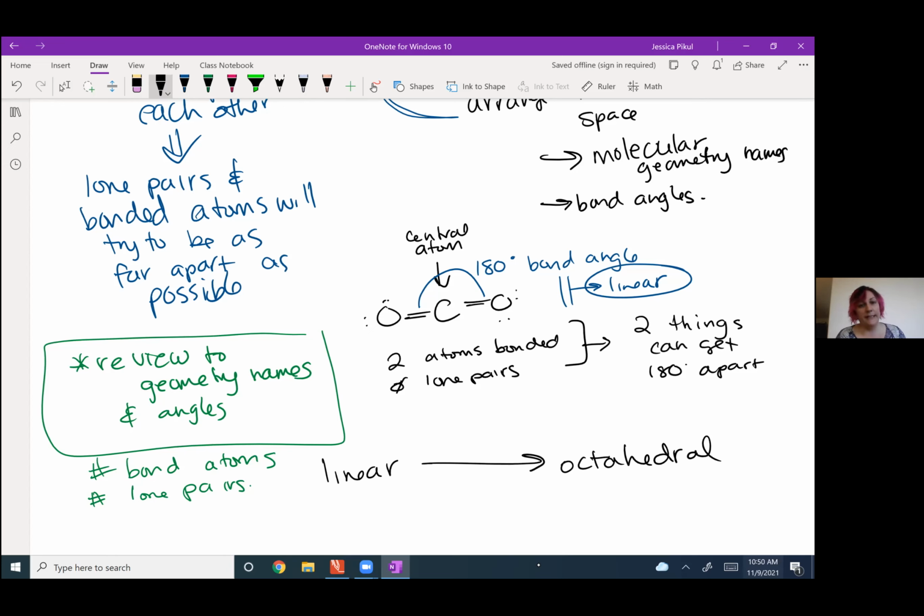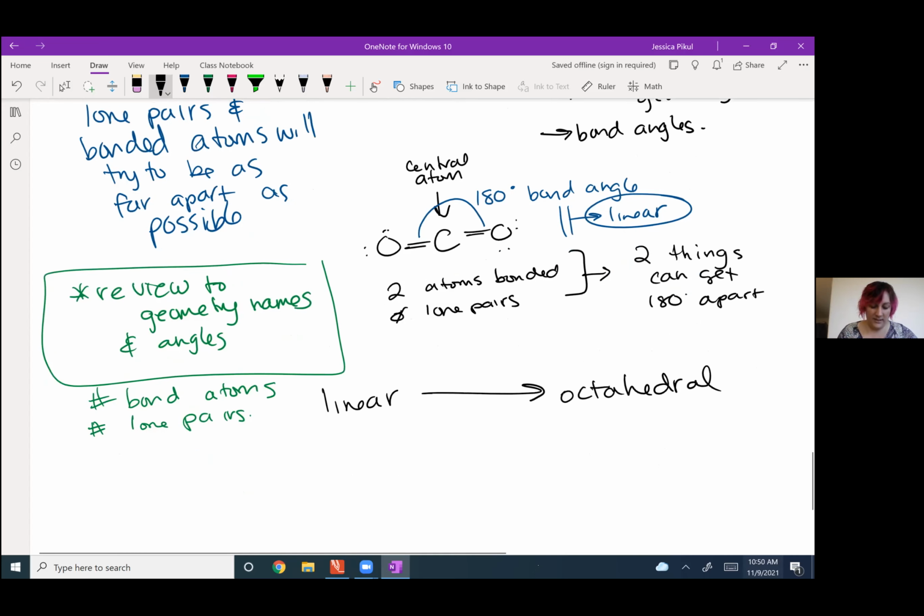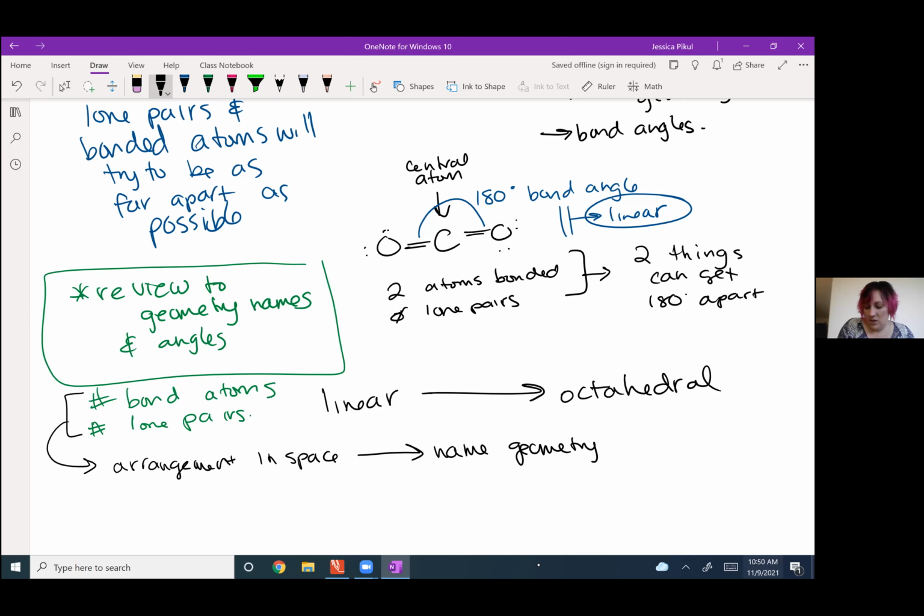Yeah, and so that's VSEPR theory. It takes a little bit of practice getting used to the names because they're weird. They're like trigonal planar and trigonal pyramidal, and the names are going to be based on the atoms that are bonded, but the arrangement is based on all of these electrons. So these will determine the arrangement in space, but we're going to name the geometry just on the bonded atoms.